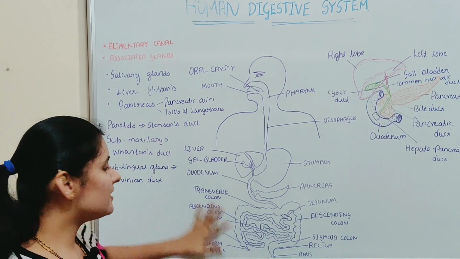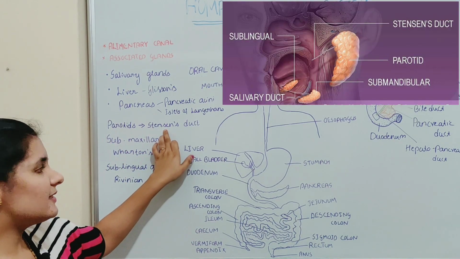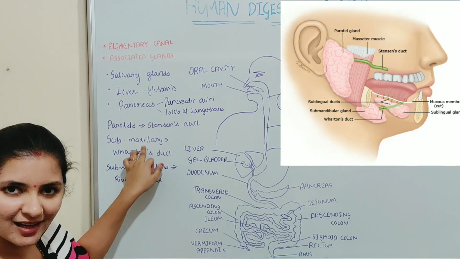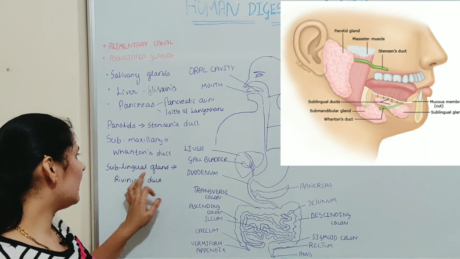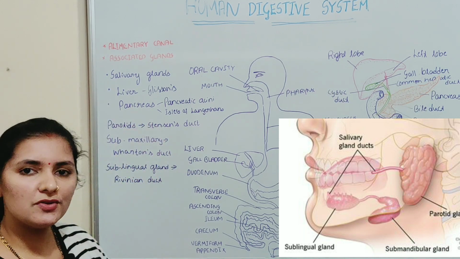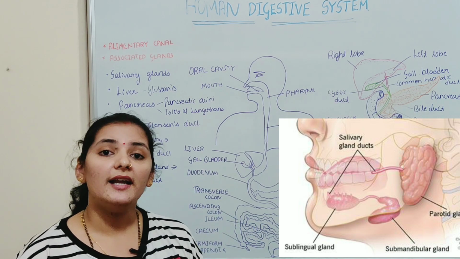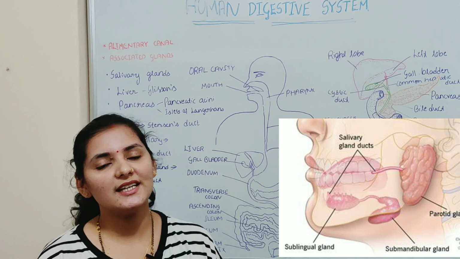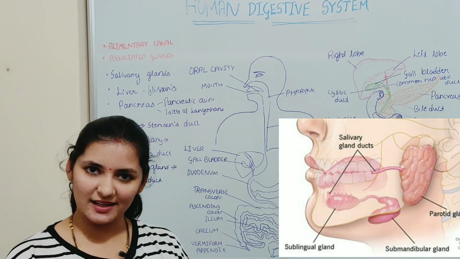So all the three glands have their own duct. Parotid gland has a duct called Stenson's duct. The duct of the submaxillary or submandibular gland is known as Wharton's duct. The duct of the sublingual gland is known as Rivinus duct. So these three ducts pour their own secretion into the oral cavity or buccal cavity, and the three secretions together form saliva. The saliva is secreted by these three glands through these ducts into the oral cavity or buccal cavity.